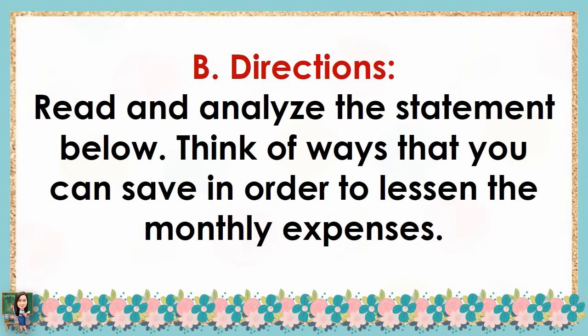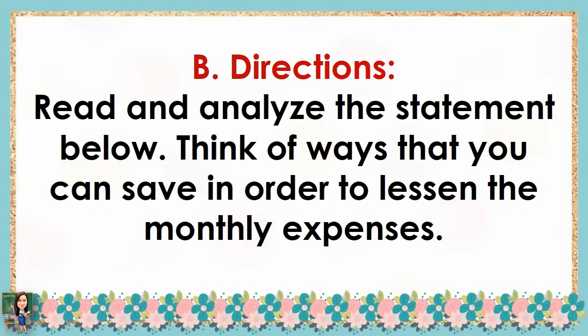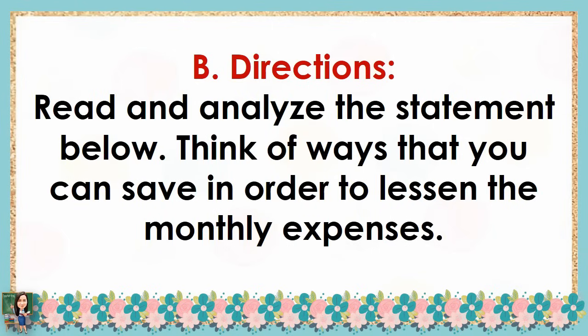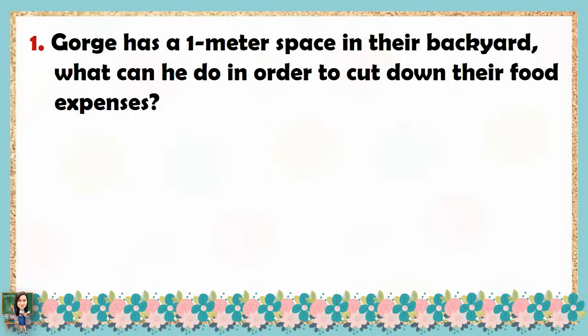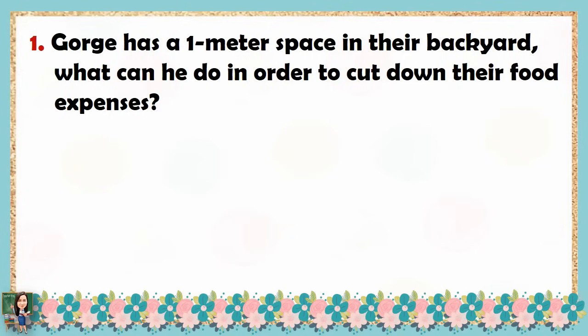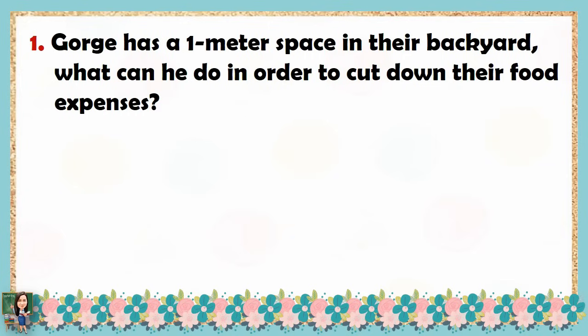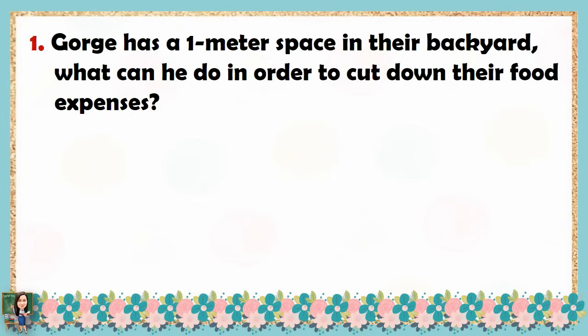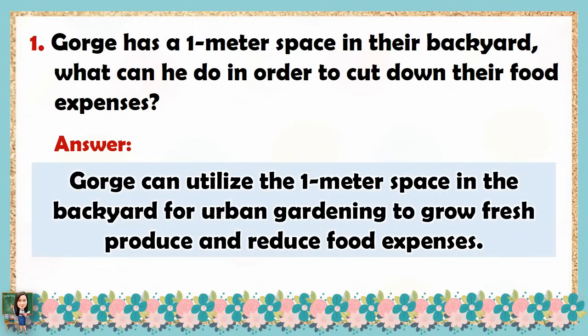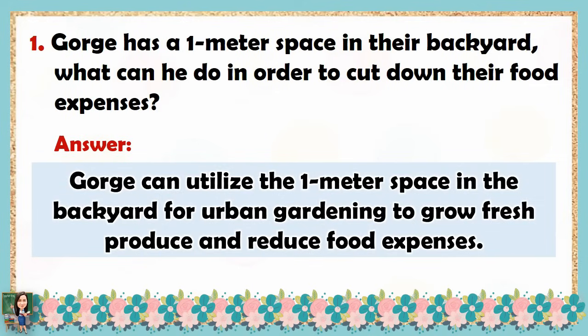For this activity, read and analyze the statement below. Think of ways that you can save in order to lessen the monthly expenses. For number 1, let's read the first situation. George has a 1-meter space in their backyard. What can he do in order to cut down their food expenses? Here is the possible answer. George can utilize the 1-meter space in the backyard for urban gardening to grow fresh produce and reduce food expenses.